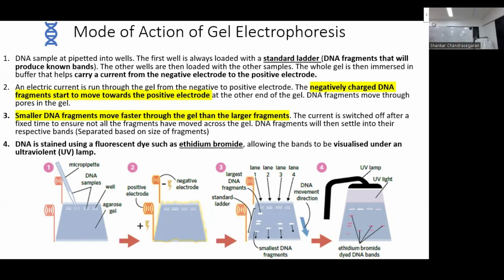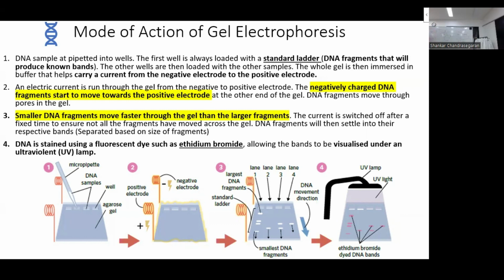And since the pores prefer smaller size fragments over larger size, the smaller fragments will move across the gel much faster compared to the larger ones. And eventually, after a fixed amount of time, let's say 1 hour, the current is switched off. Then the DNA fragments will settle in whichever well they are stuck at.